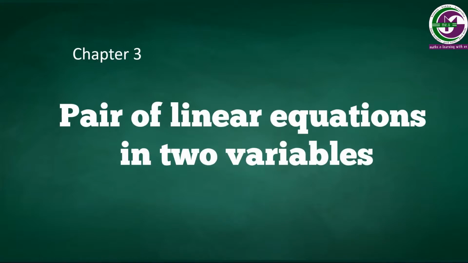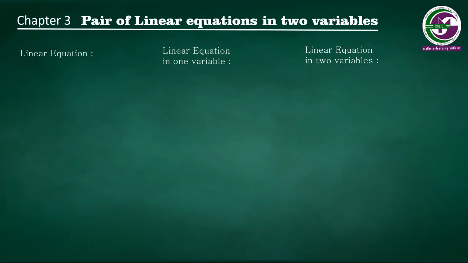Dear Class 10 students, welcome to Chapter 3, Pair of Linear Equations in Two Variables. You have studied in Chapter 2 the linear polynomial. You know the examples of linear polynomial. 3x plus 4 is a linear polynomial. 5x minus 8y is a linear polynomial.